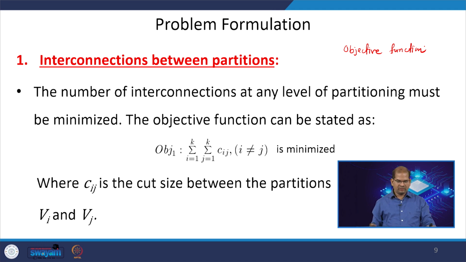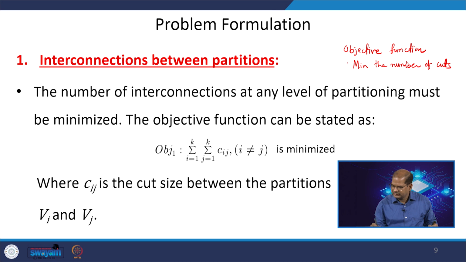The objective function here concerns the interconnection between the partitions. Whenever I have two partitions, the interconnection between the partitions is called the cut. And our aim is to minimize that cut. So, the main objective here is to minimize the number of cuts.